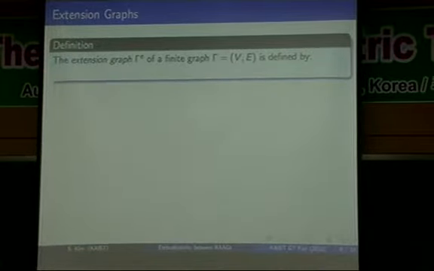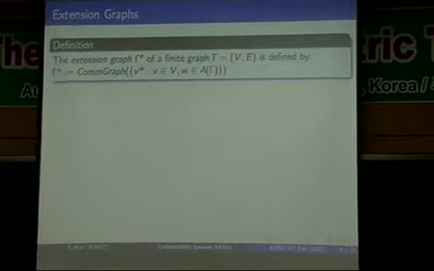To describe our theorem, we consider the extension graph of a finite graph. That will try to model these vertex conjugates. Given a graph, the extension graph is the commutation graph of vertex conjugates. I will give a combinatorial description of this commutation graph later. Actually, it's an infinite process though.